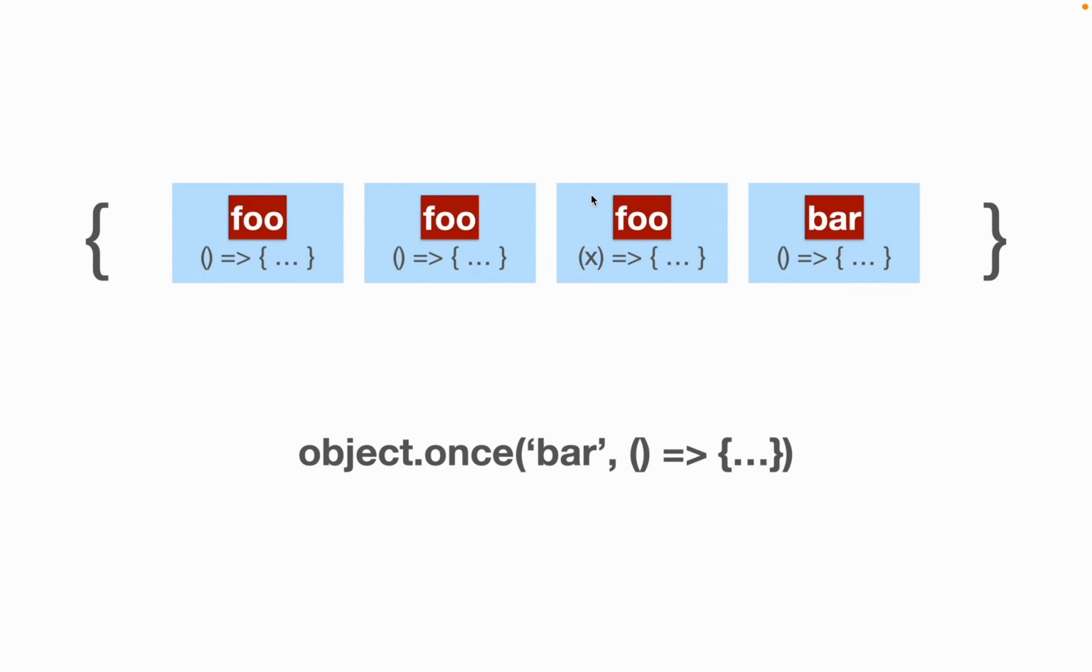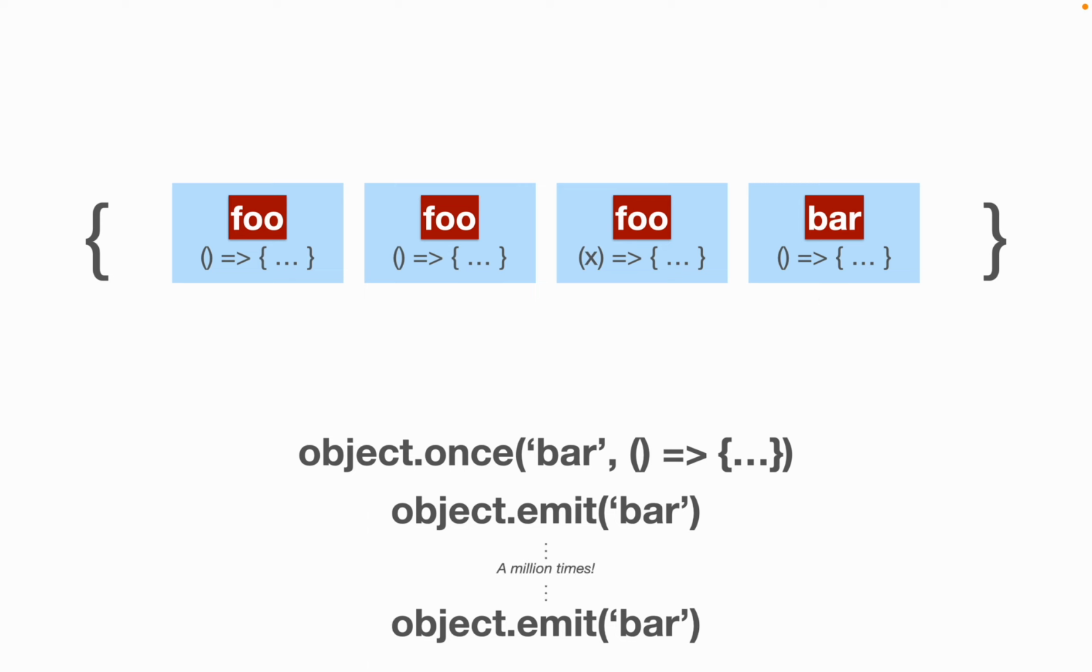If we go back to our diagram, if we run object.once instead of object.on, so it acts kind of like the on method. We're still pushing something to this object, but in this case, no matter how many times you emit that event, it's only going to run that function once. So if you say object.emit bar, and you do it a million times, this function here is only going to run one time.